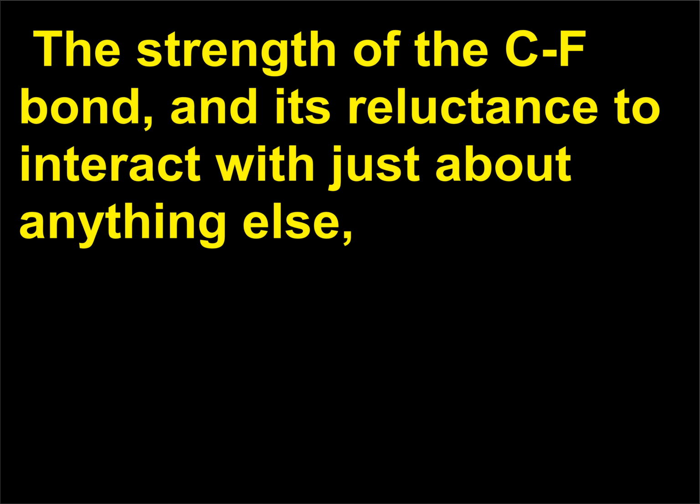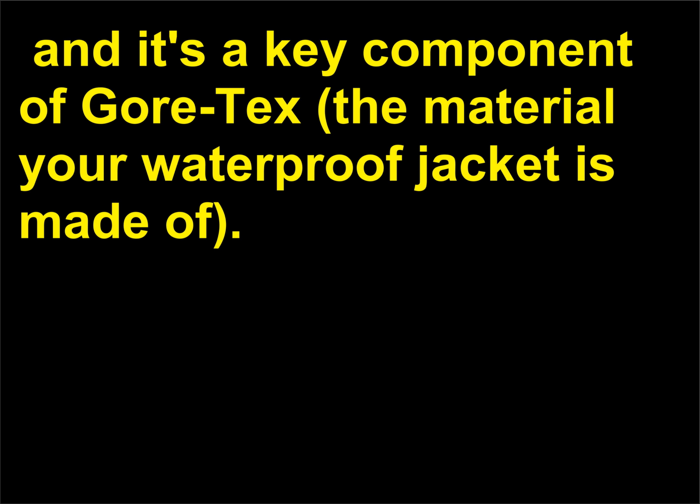The strength of the C-F bond, and its reluctance to interact with just about anything else, makes Teflon very heat-resistant and slippery stuff. Aside from coating cookware, it's used to make gears and bearings. And it's a key component of Gore-Tex, the material your waterproof jacket is made of.